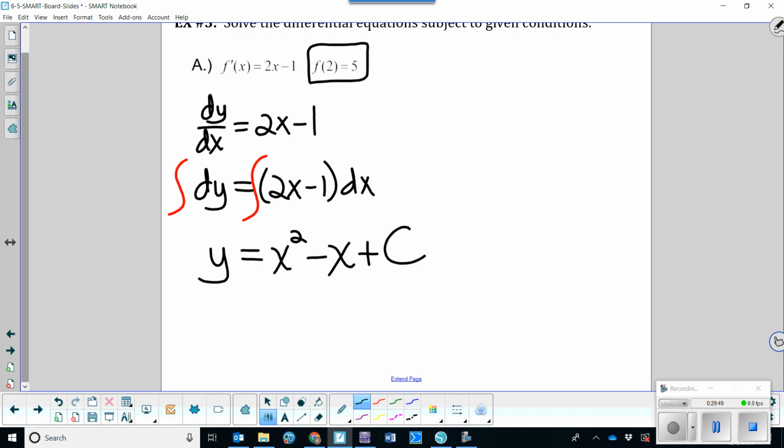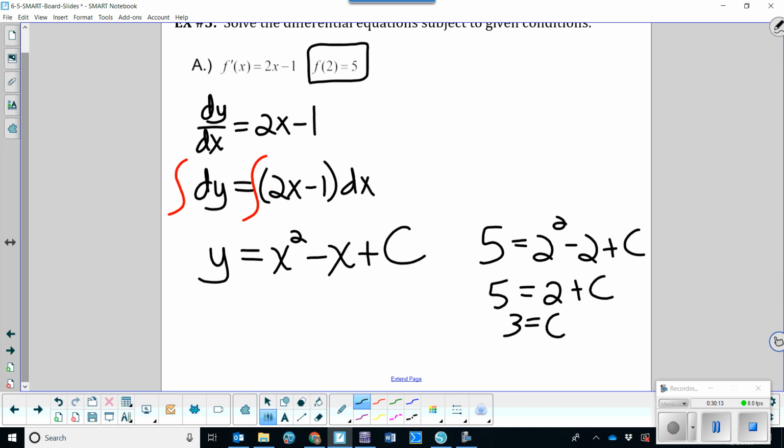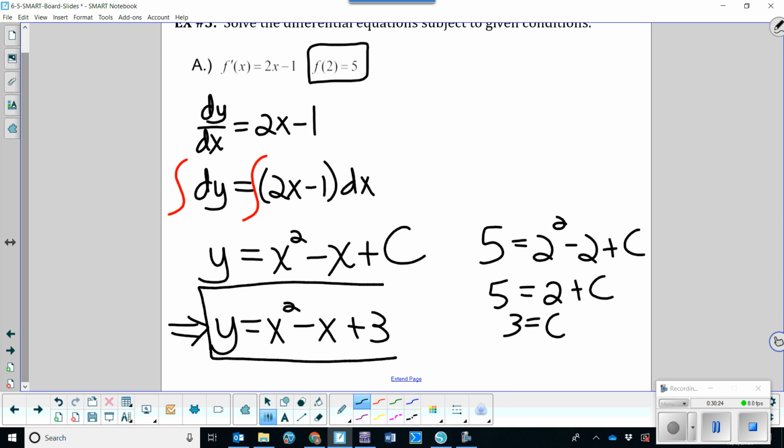I'm told that f of 2 equals 5. So I can actually find c by plugging in 5 for y and 2 for x. So I will use 5 equals 2 squared minus 2 plus c. So 5 equals 2 plus c, so c is 3. So what that means is the specific solution is y equals x squared minus x plus 3, because I just found the value of c and it is 3.